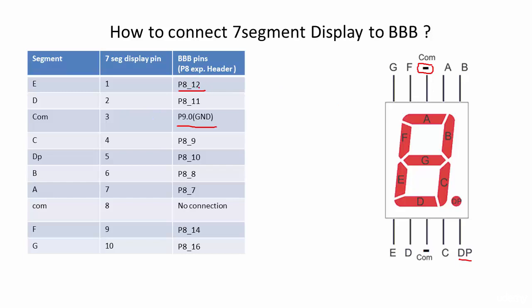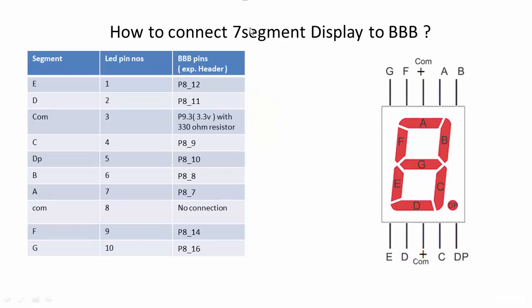I'll give you an example. Here, expansion header pin P8 12 is connected to the first pin of the 7-segment display. That means this pin, this is the first pin. That happens to be segment E. When I connect P8 12 and this pin, I don't connect any resistor, but if you connect a resistor, then also it's fine. And P8 11 is connected to the second pin of the 7-segment display, that happens to be D. So like that you have to finish the connection.